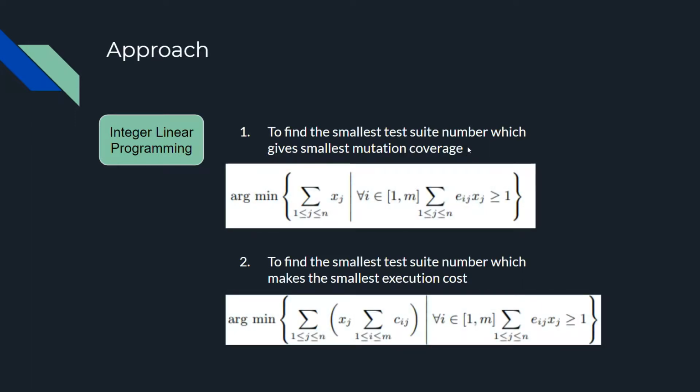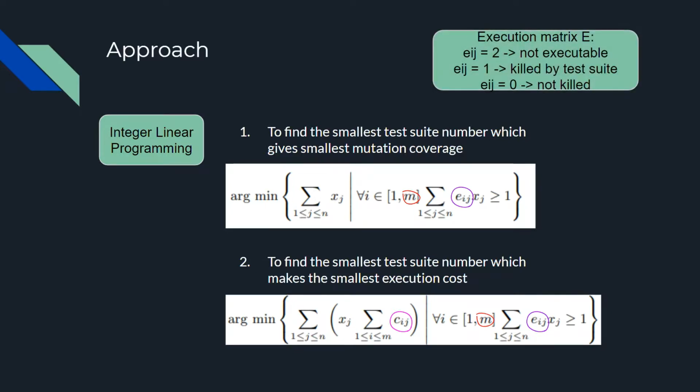M here is the mutant, so what are E_ij and C_ij here? This is how this approach mathematically operates. E_ij is from the execution matrix E, and C_ij is from the cost matrix C.